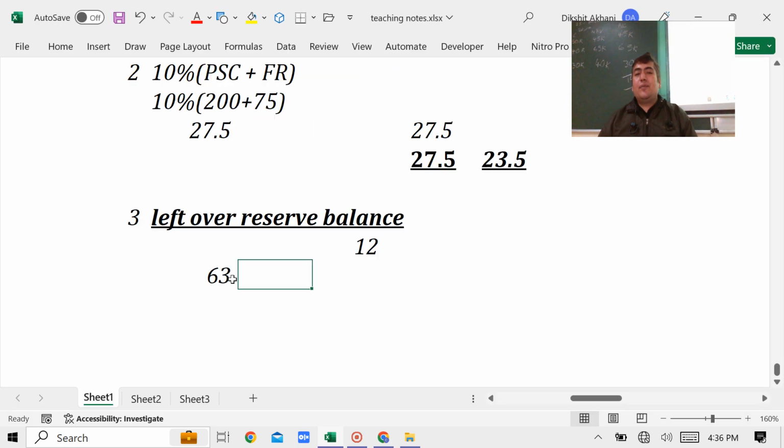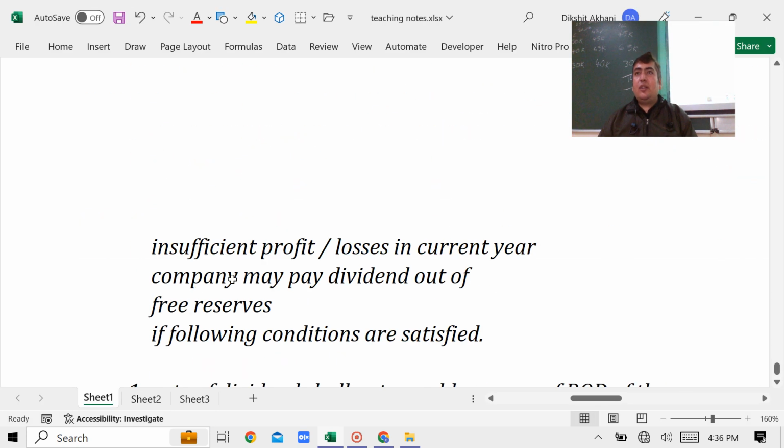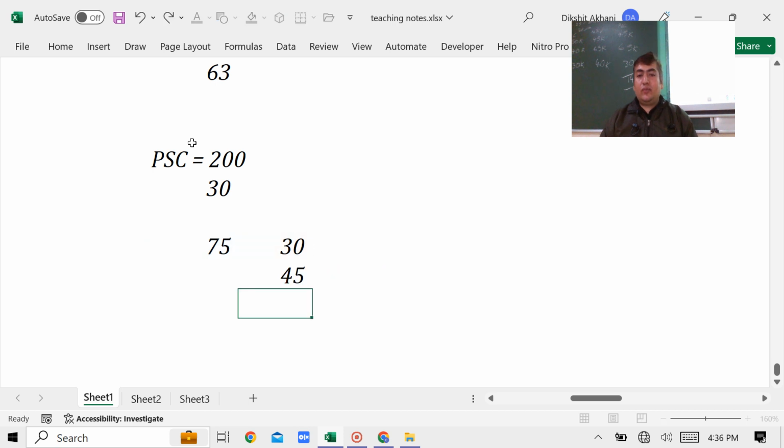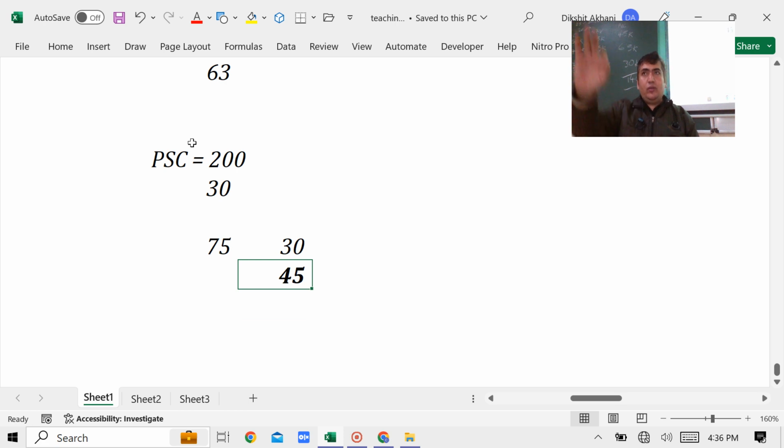Okay, what is the paid up share capital? 100 plus 100, so 200 crores. Apply 15% of that. Your leftover balance should not go less than 30. According to the third condition, the maximum balance available is 75, leftover should be 30, so how much can you utilize? 75 minus 30, 45 you can utilize.